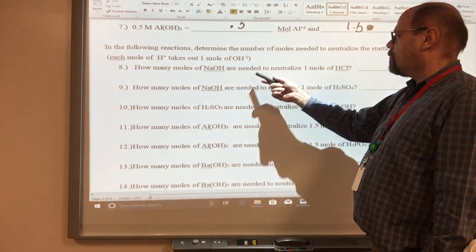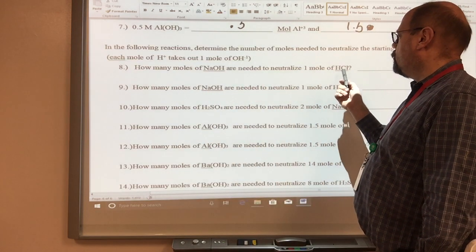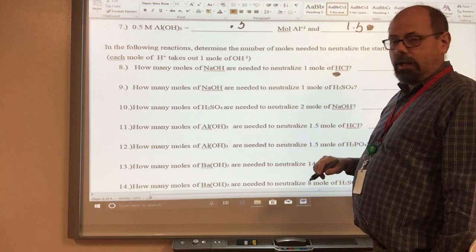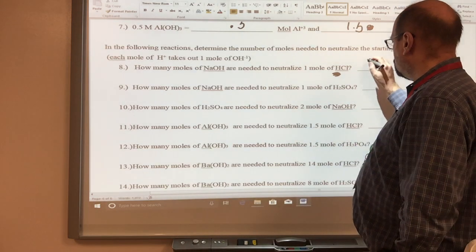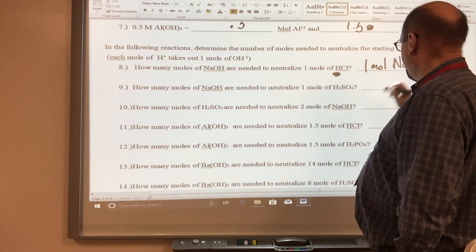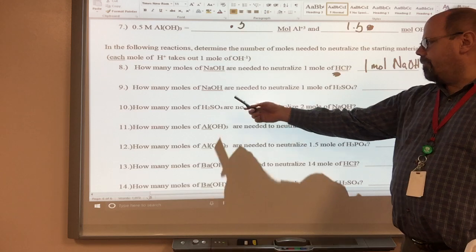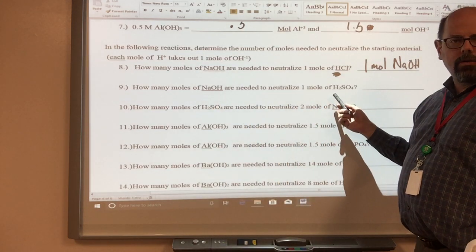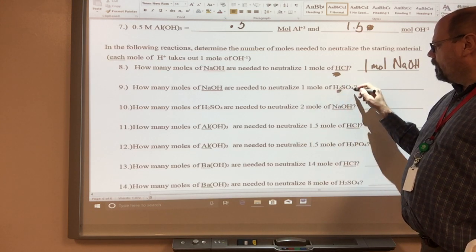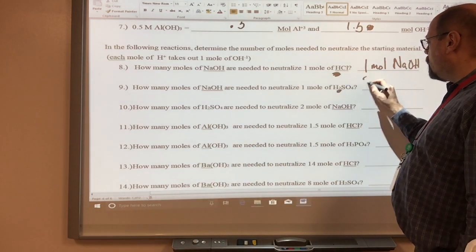If we say how many moles of sodium hydroxide are needed to neutralize 1 mole of HCl? Well, if you have 1 mole of HCl, that means you've got 1 mole of H, so I need 1 mole of OH. Okay? To get a feeling for how I'm going about that, what if I had sodium hydroxide and I had to neutralize 1 mole of H2SO4? That means I have 1 mole of H2SO4, but that's 2 moles of H. So I'm going to need 2 moles of sodium hydroxide to neutralize that.